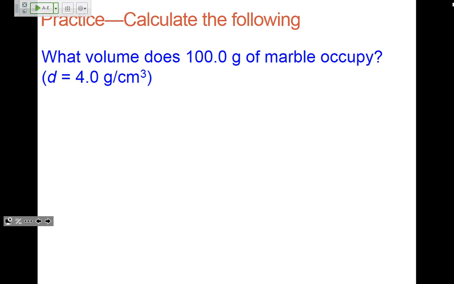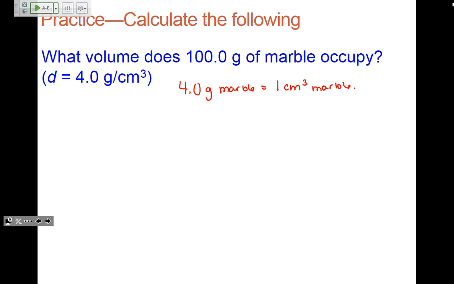So looking at our example from the quiz, and this is the last thing I will go over today, we're looking at 100.0 grams of marble, and we're giving our density of marble, which would have to be given to you. You don't have to memorize densities, with the exception of water, because we'll see that one a lot. But I'll give it to you. I don't expect you to know the density of marble. So our relationship is 4.0 grams of marble equals 1 centimeter cube of marble.